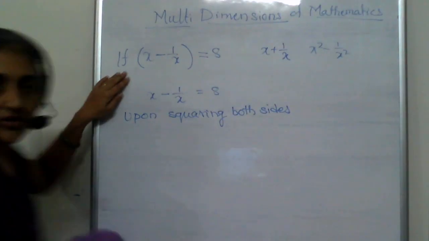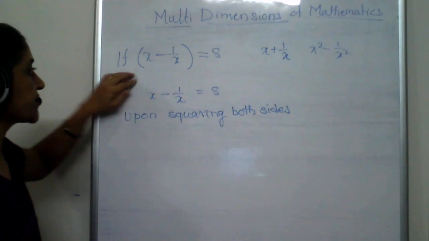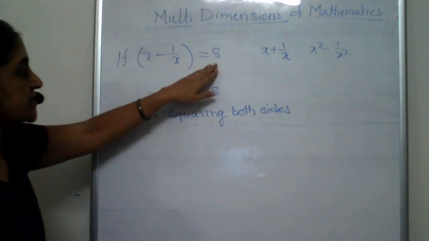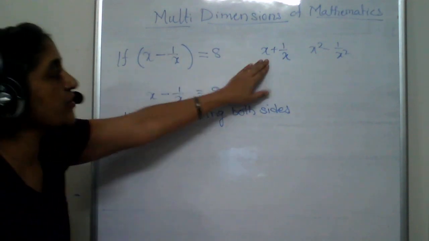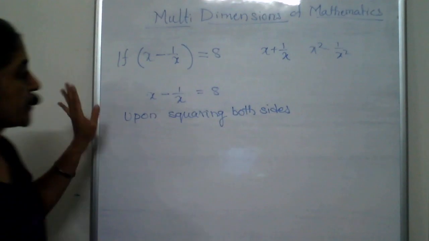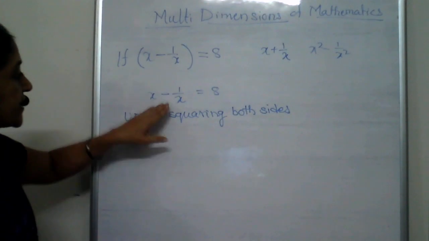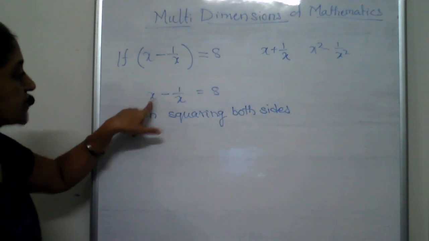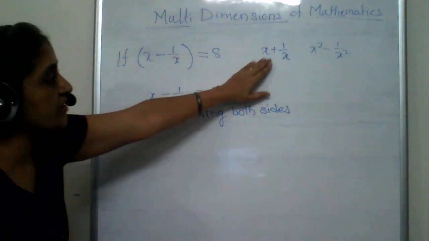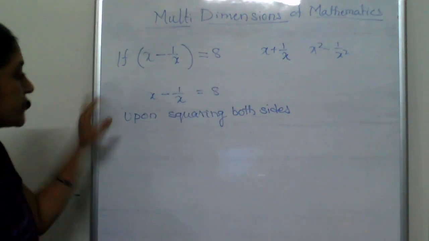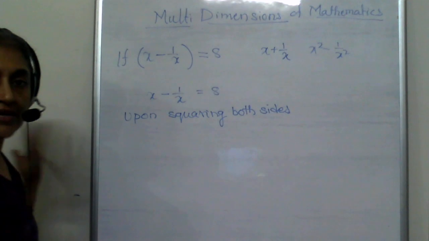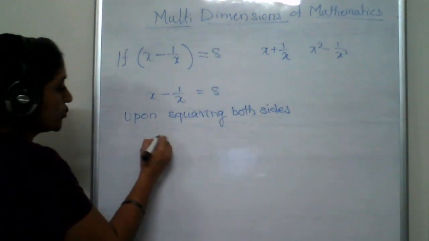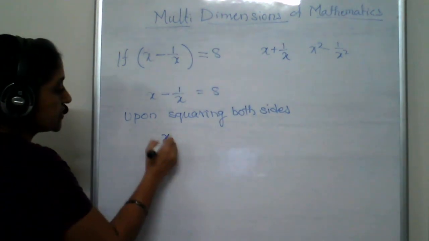Moving further, we have another question of the same category. x minus 1 upon x is given. We have to find x plus 1 upon x and x square minus 1 upon x square. We have this as a negative term, x minus 1 upon x, but we have to find the positive in between. So we will square it so that we can get it. As we did earlier, I'm going to show you how it works.